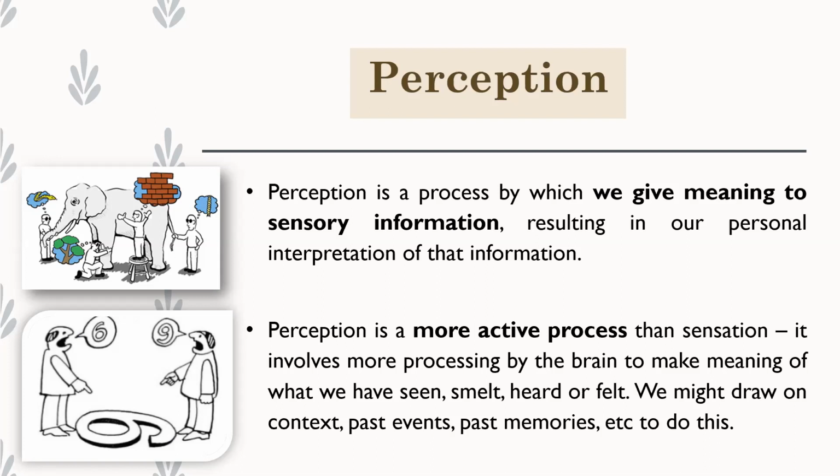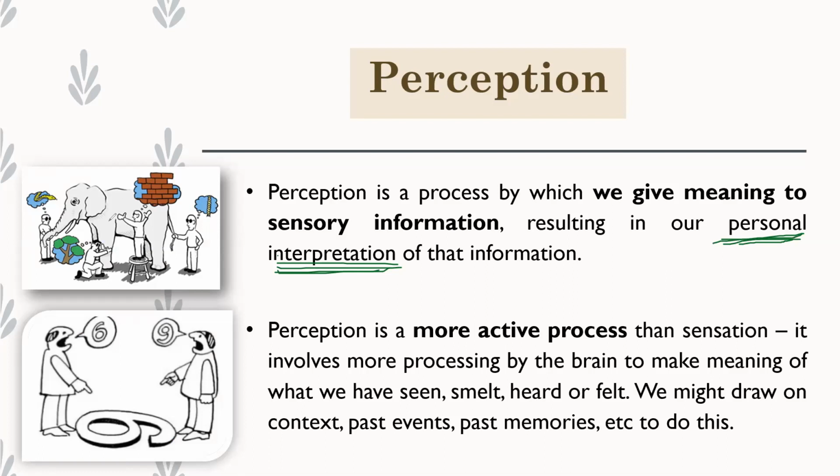And as you can imagine, perception is going to be different for each individual person. And perception is simply the process by which we give meaning to sensory information. How do we make sense of that sensory information? How do we judge that sensory information? And like we just mentioned, because perception is different for each and every person, it is going to be a personal interpretation of that information, okay? Based on what I know, based on my background, based on what I'm interested in.